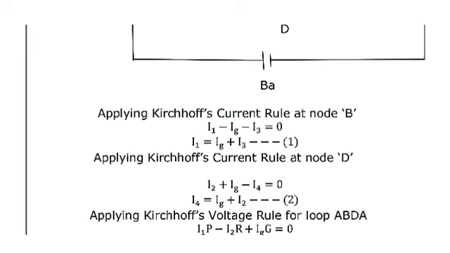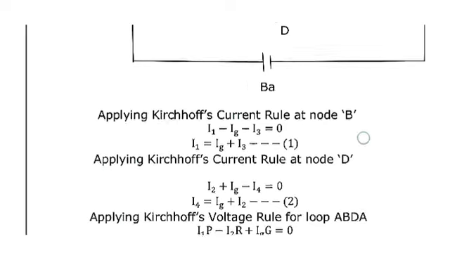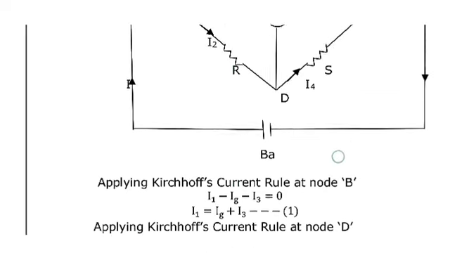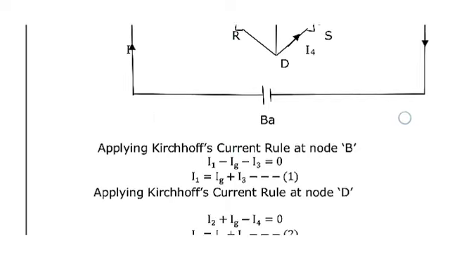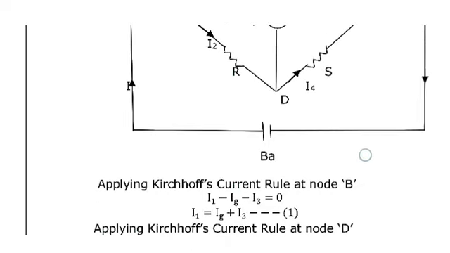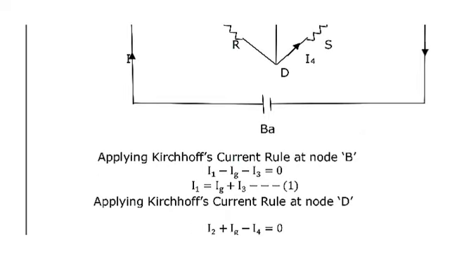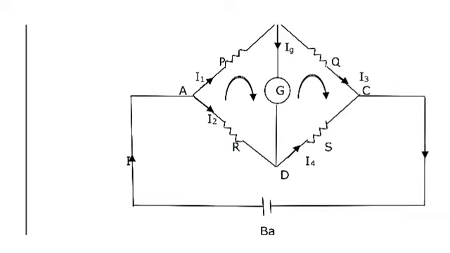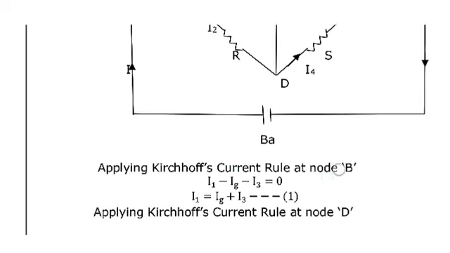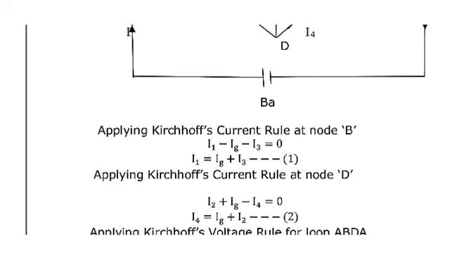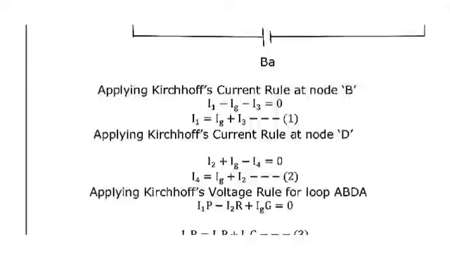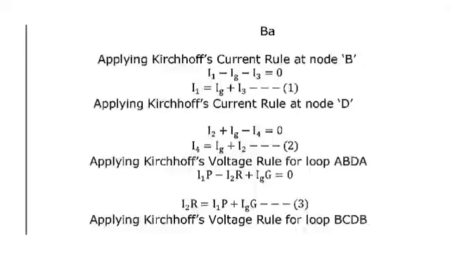Next, again applying Kirchhoff's current rule KCL at node D, what can we write? I2 plus IG minus I4 is equal to 0. Then we can rearrange this equation as I4 is equal to IG plus I2. Consider this one as equation 2.